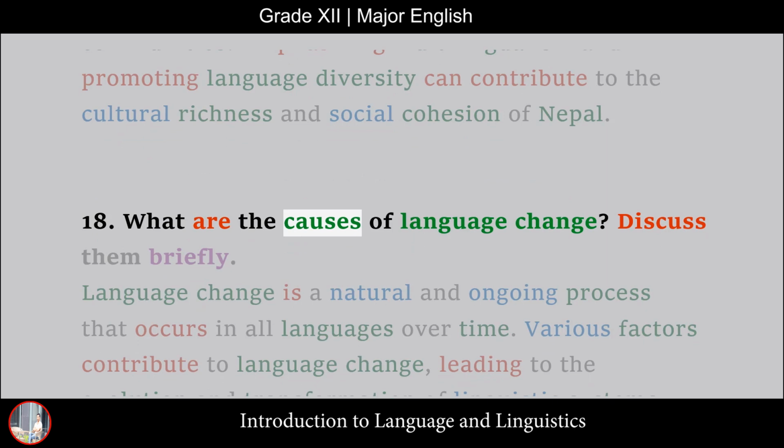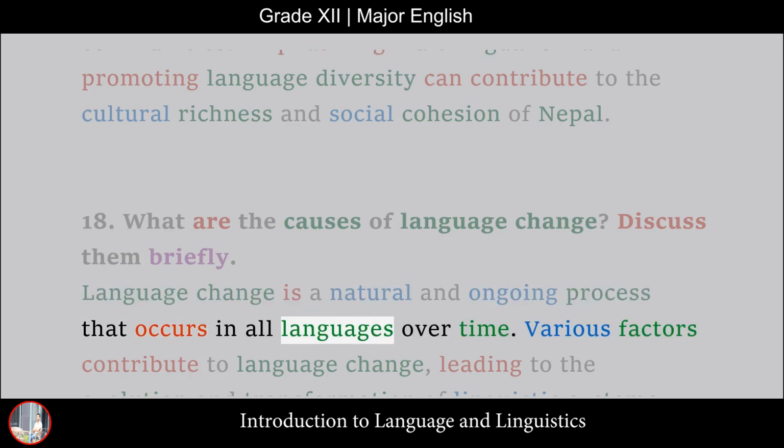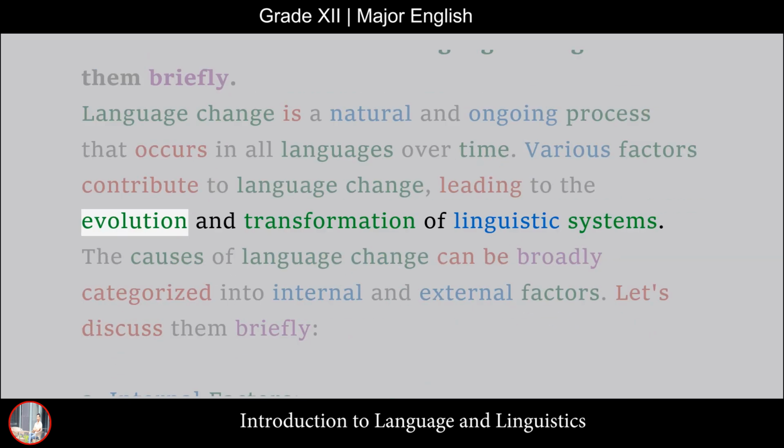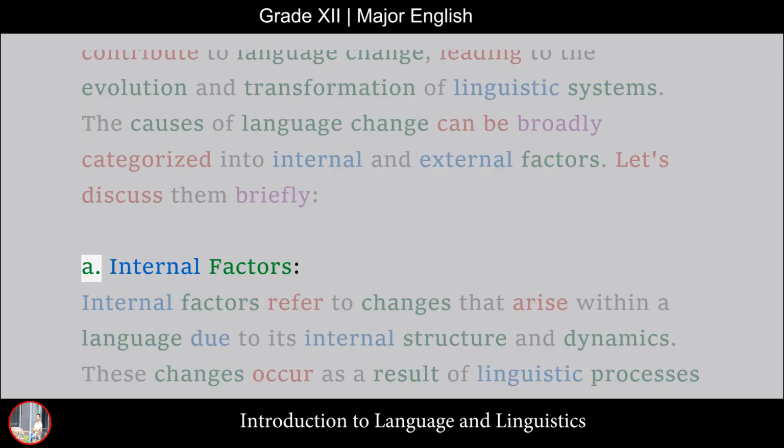18. What are the causes of language change? Discuss them briefly. Language change is a natural and ongoing process that occurs in all languages over time. Various factors contribute to language change, leading to the evolution and transformation of linguistic systems. The causes of language change can be broadly categorized into internal and external factors. Let's discuss them briefly.